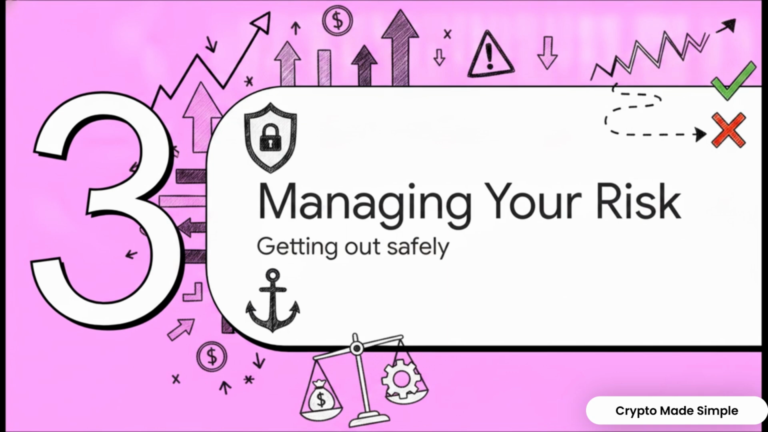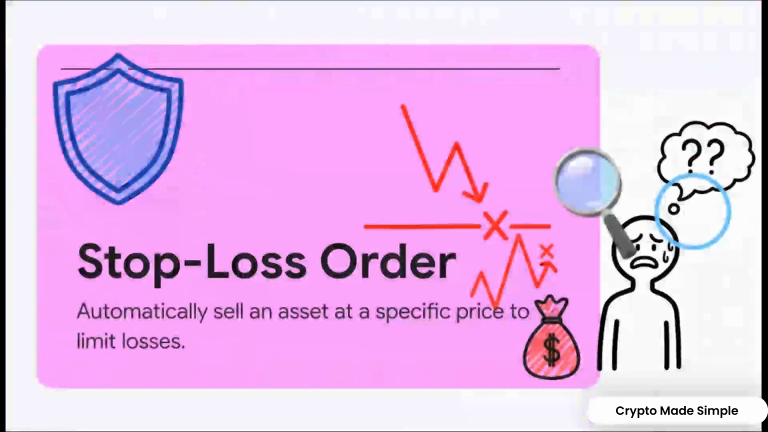All right, part three, managing your risk. Getting out safely. Because let's be real, getting into the market is easy. Anybody can click buy. But getting out safely, that is where true risk management happens. And honestly, that's what separates the pros from the gamblers. Enter the stop-loss order. This is an instruction to automatically sell your asset once it reaches a specific price, and it's there purely to limit your losses on an open position.